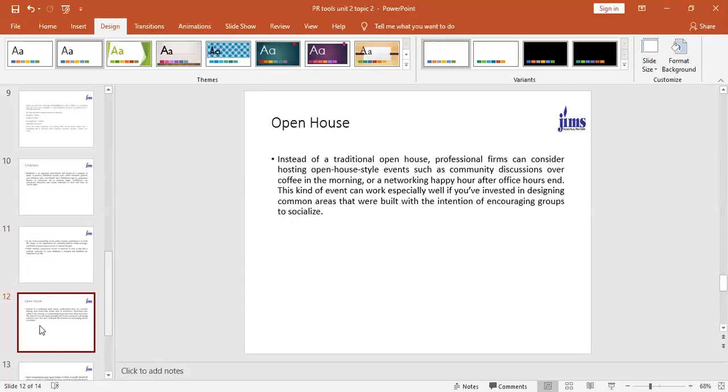Open house. Instead of a traditional open house, professional firms can consider hosting open house style events such as a community discussion over coffee in the morning or a networking happy hour after office hours end. This kind of event can work especially well if you have invested in designing common areas that are built with the intention of encouraging groups to socialize. The open house is not the traditional way of asking people to discuss something. You ask people to come to a common area, invest time, and encourage them to talk, socialize and network after office hours or in the morning. That helps in building the culture and the environment in the organization, and shows that people are positive in talking to each other.